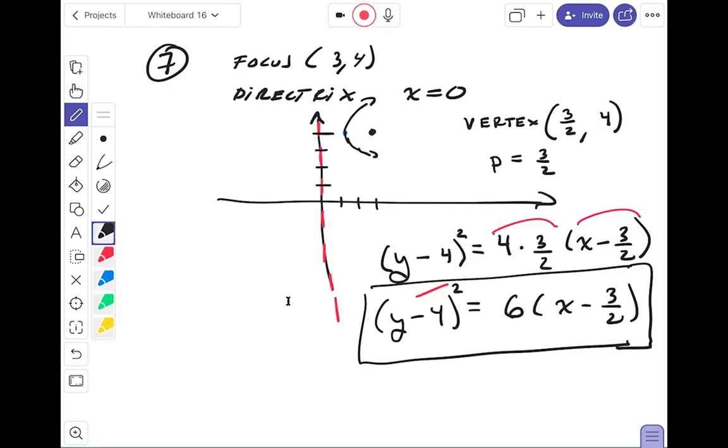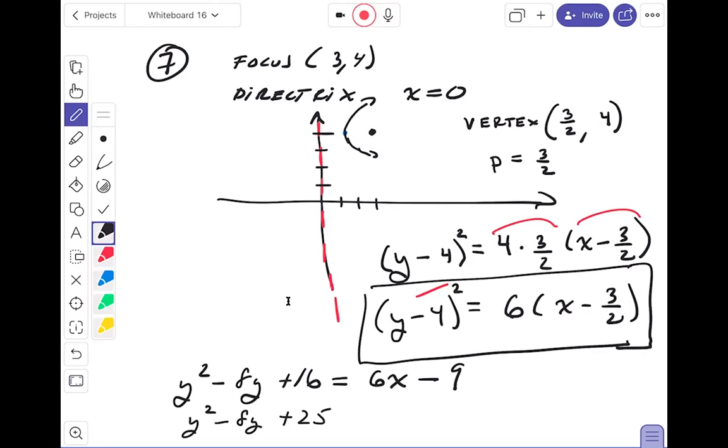And notice they did something else. They actually expanded it. I'm going to go through that with you. And that would be y squared minus 8y plus 16. And we get 6x over here minus, well, 2 goes into 6 3 times. And 3 times 3 is 9. All right. So what do they do over there? I guess what they were going to do is get an x on one side, numbers on the other side. So minus 8y, add 9, 25, right? And that would be 6x.